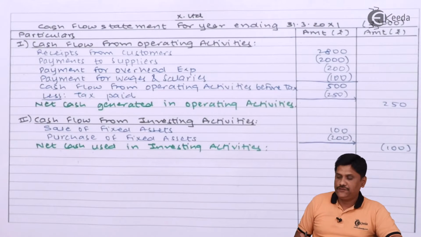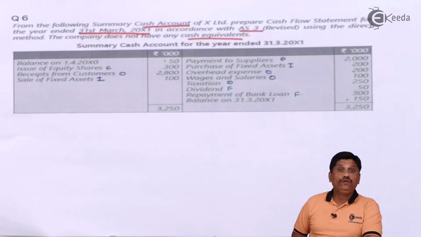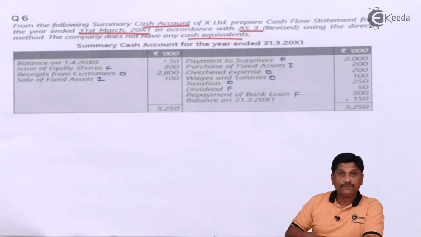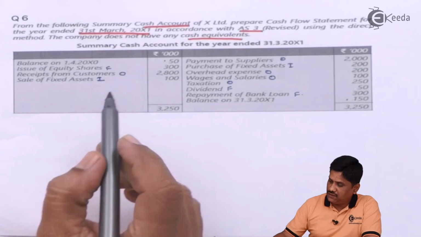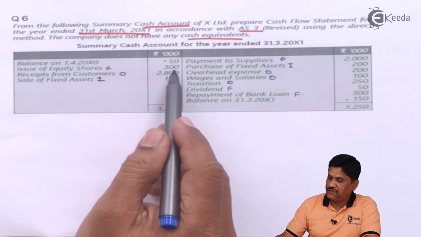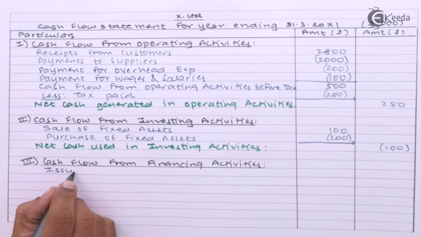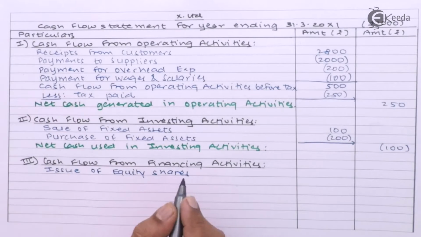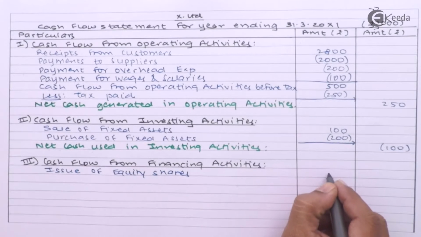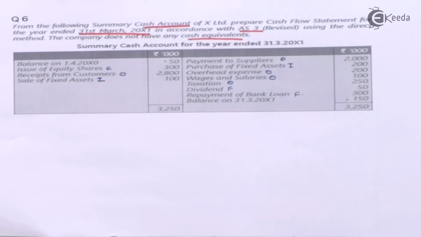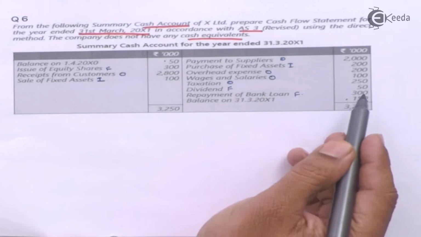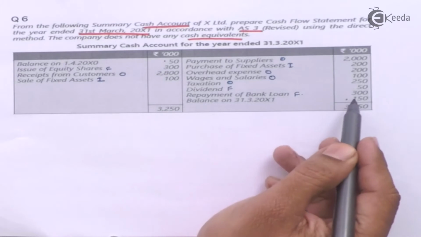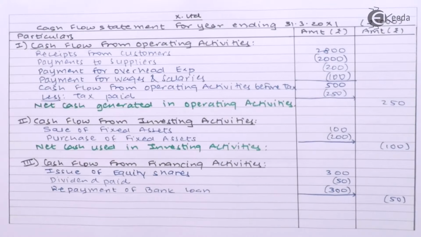Third part, cash flow from financing activity. If you look at the financing activity, students, on the receipt side you can notice there is an issue of equity shares 300. On payment side you can notice dividend paid is financing activity and repayment of bank loan is also financing activity. This particular financing activity also shows you negative, so it is also net cash used.